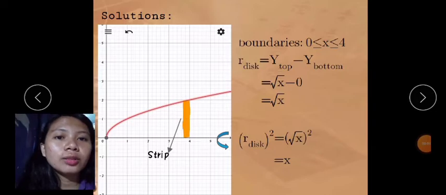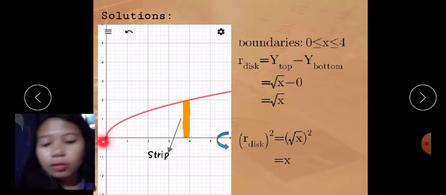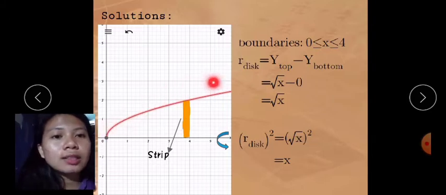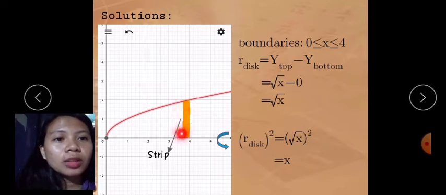Now we have the solutions. As we can see, there is a graph. This is the graph of our example number 1. This is the curve of y equals square root of x, and it is rotating about the x-axis. And our strip here is this. So this is our strip. Our strip here is vertical.